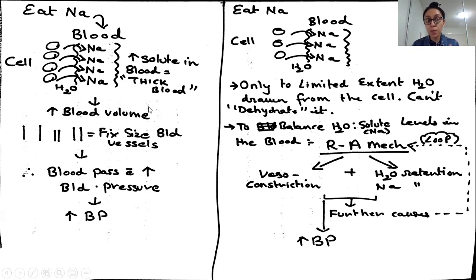That thick blood is indicating a high solute concentration in your blood, which is sodium, because you have eaten so much of, say, chips and crisps, biscuits and confectionery items. So now you have a lot of sodium in your blood.